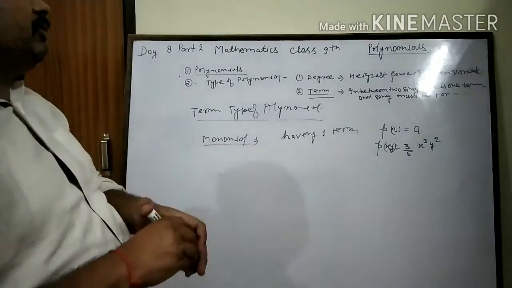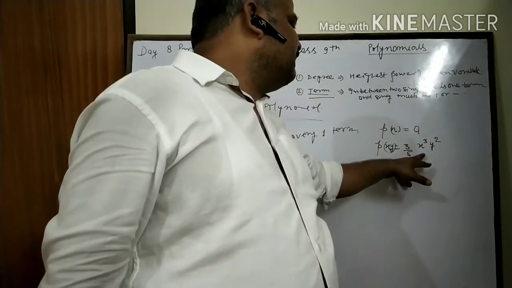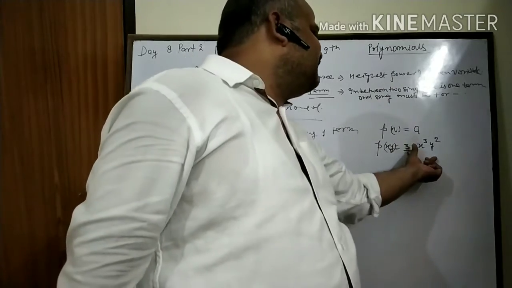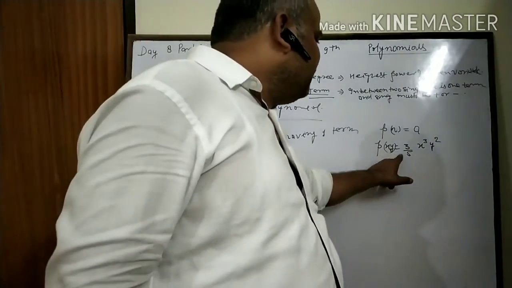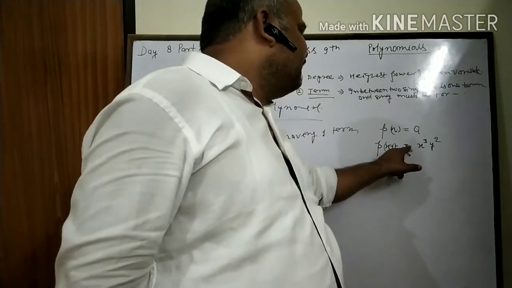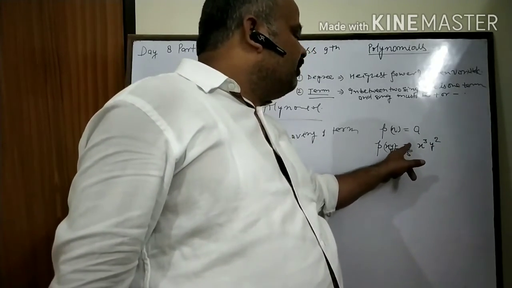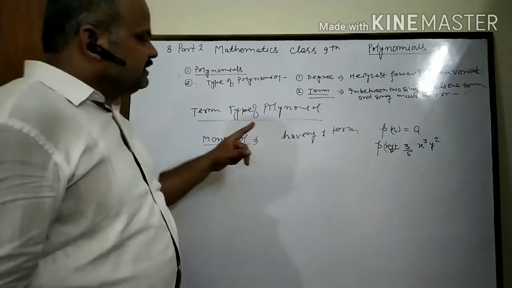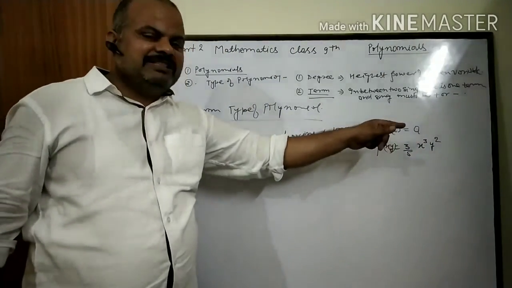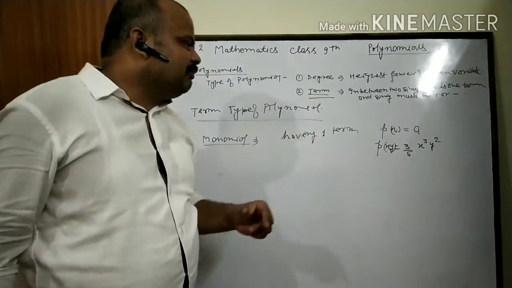Px is equal to 3 upon 5 x cube y square is a monomial because it has only one term. Clear? Because you see each and every constant and variable is joined only by multiplication sign, and a multiplication sign can't separate or signify a term. Clear? That's why it is a monomial.